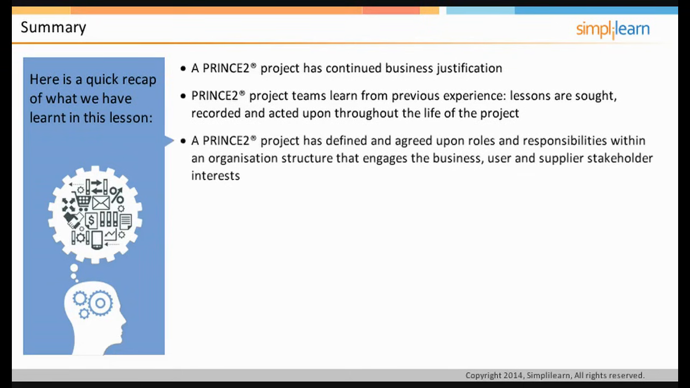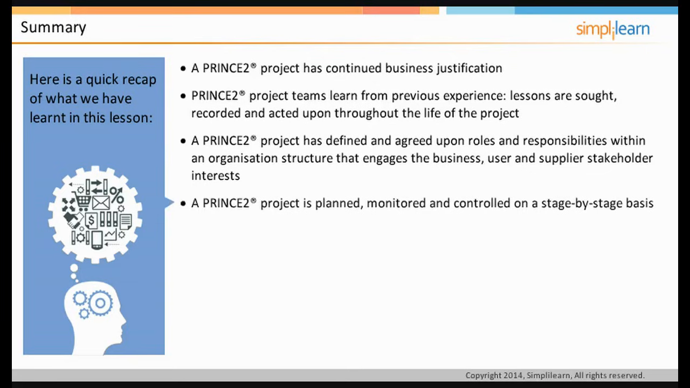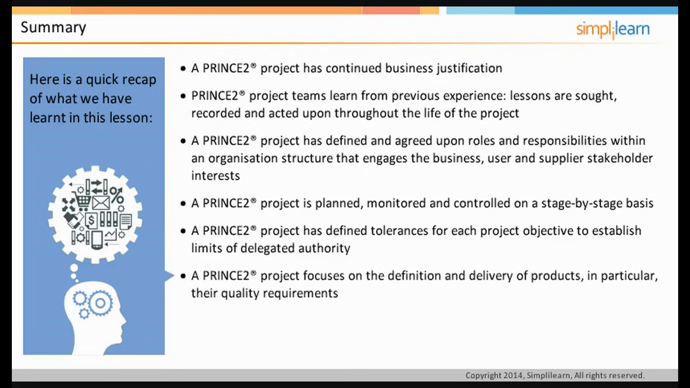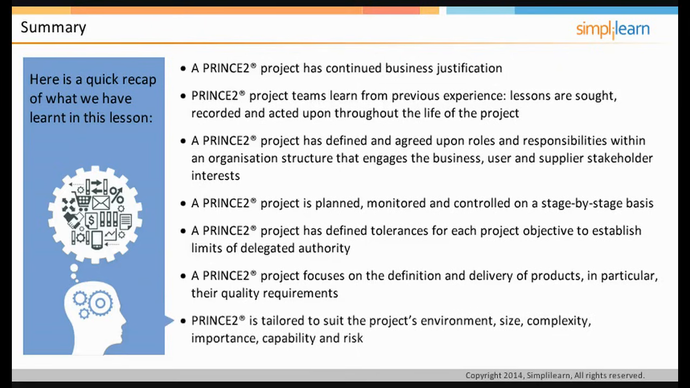A PRINCE2 project has defined and agreed upon roles and responsibilities within an organization structure that engages the business, user, and supplier stakeholder interests. A PRINCE2 project is planned, monitored, and controlled on a stage-by-stage basis. A PRINCE2 project has defined tolerances for each project objective to establish limits of delegated authority. A PRINCE2 project focuses on the definition and delivery of products, in particular, their quality requirements. PRINCE2 is tailored to suit the project's environment, size, complexity, importance, capability, and risk.